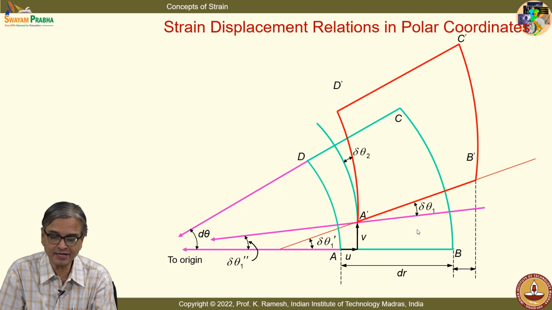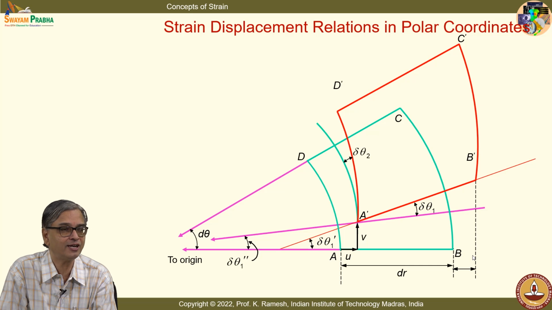So, I have the point B prime located. From this, how do I write this variation? This is a variation in the radial direction. I have it here as u, and I have shifted by the distance dr. What is this distance? Can you guess and write down?